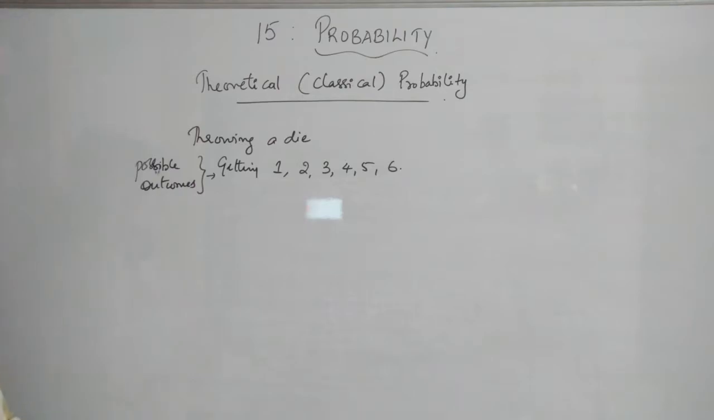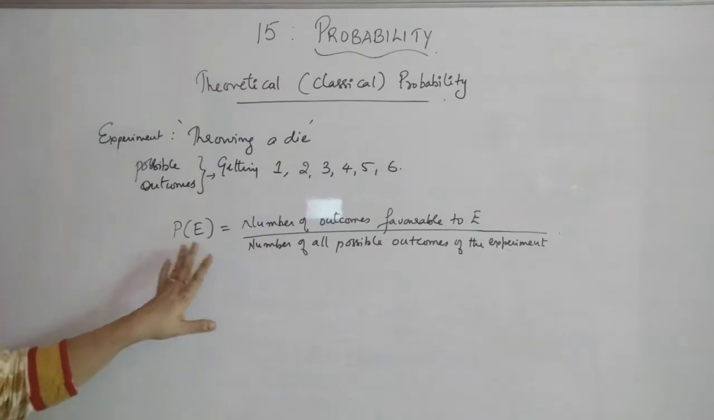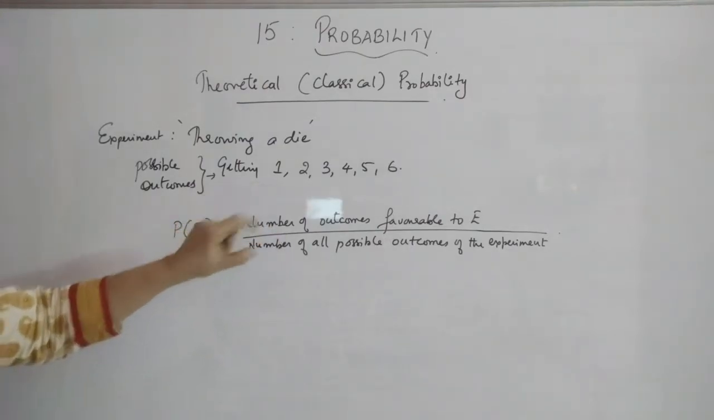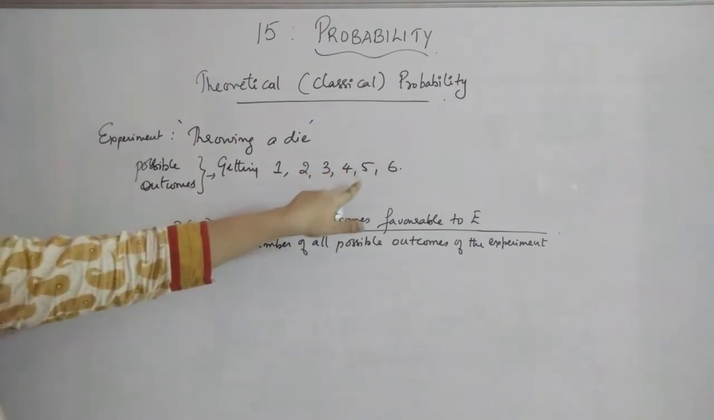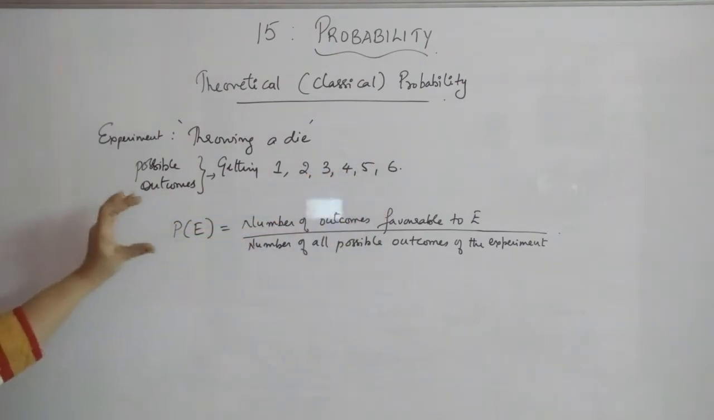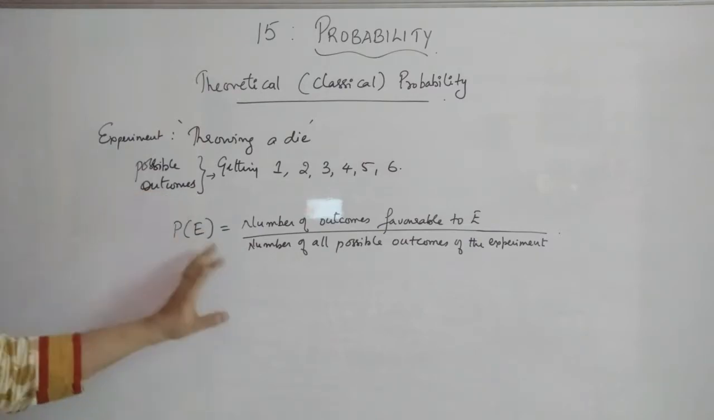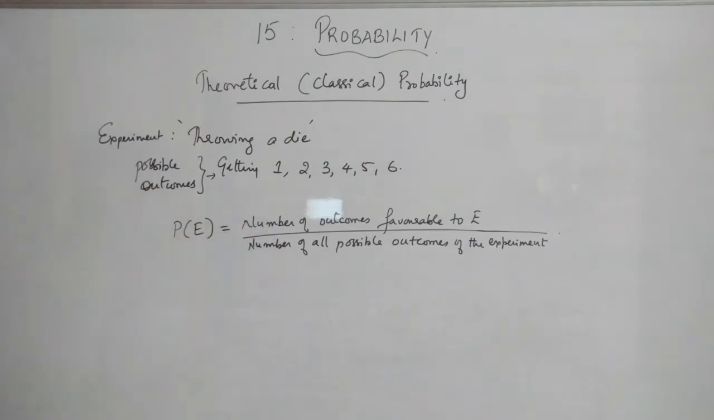And here the theoretical probability definition is P of E, where E is an event that can be getting a 1, 2, 3, 4, 5 or 6. Whatever you take as the event, P of E, the probability of that event, will be the number of outcomes favorable to the event. Favorable to the event means how many chances you have to get that event, for example getting a 1.